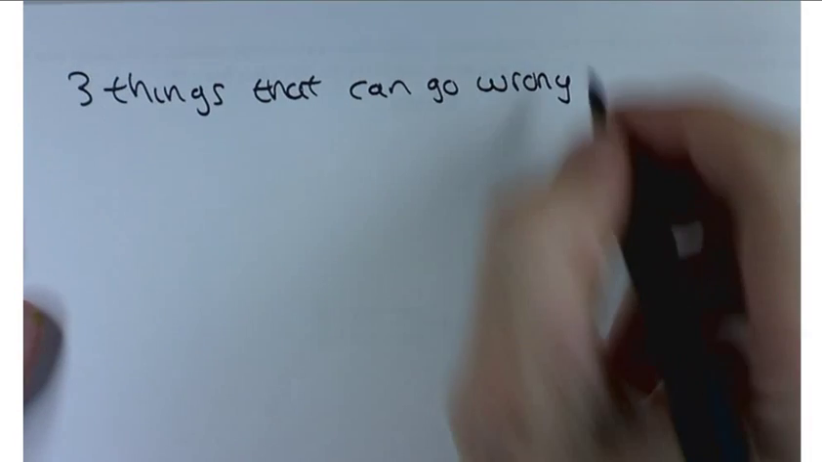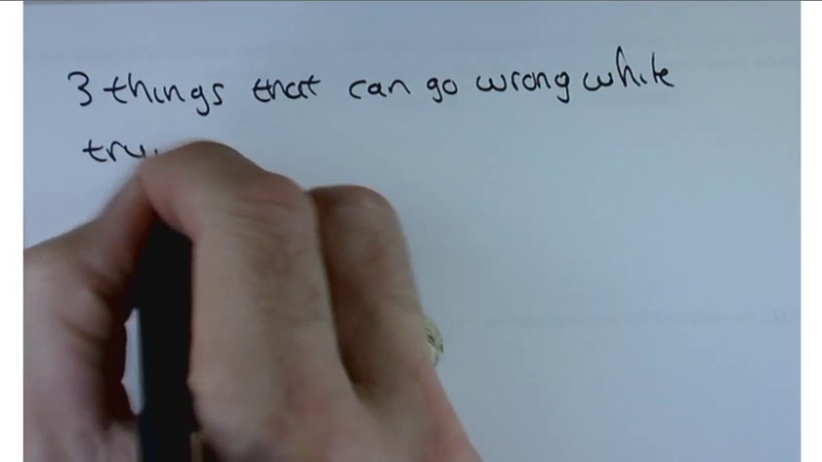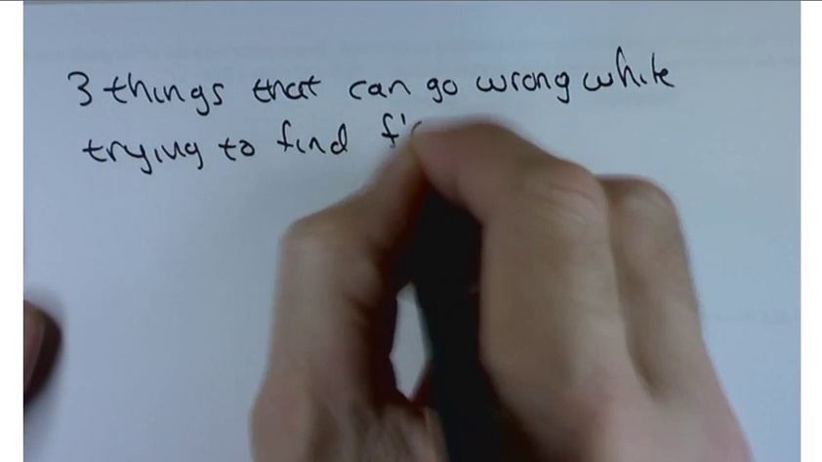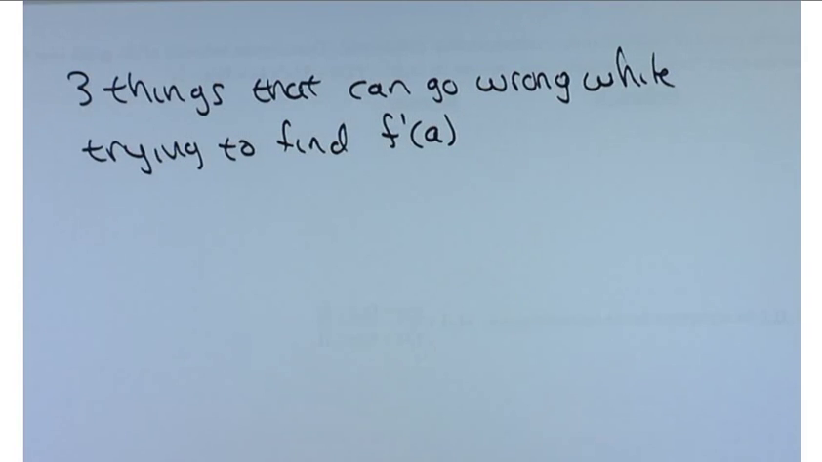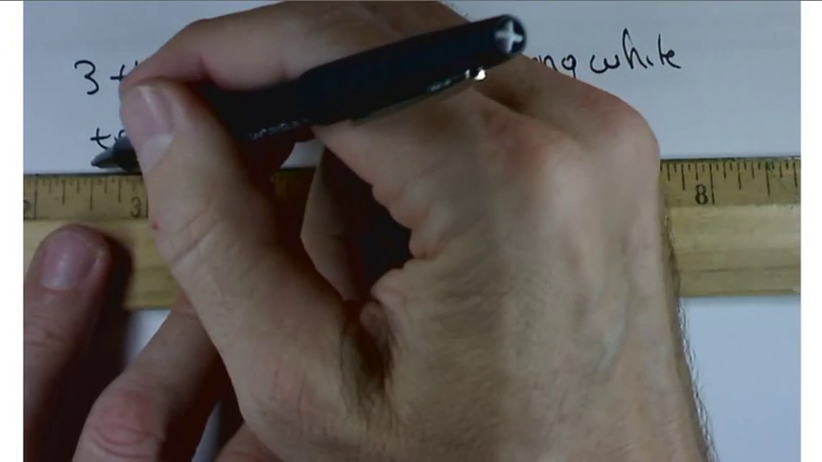So three things that can go wrong while trying to find f prime of a. So you're trying to find the derivative of a function at a particular point. And there's three things that can go wrong that I want you to be aware of. Three kind of general things.